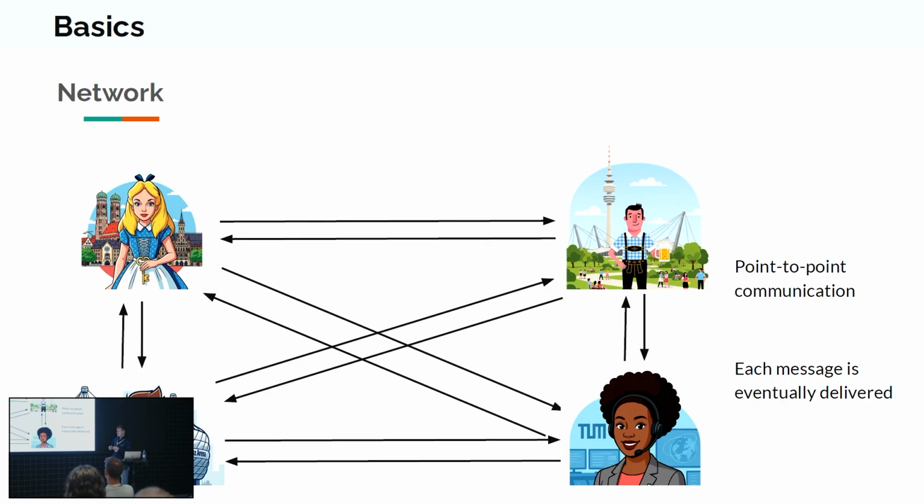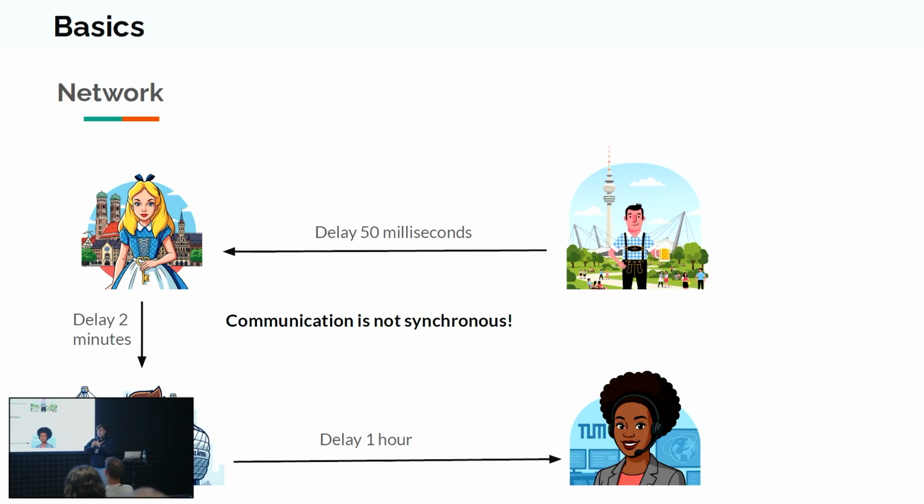We also assume that each message is eventually delivered. That means that if we have a message, we don't know exactly when it will be delivered to your peer. It could be in 50 milliseconds, it could be longer, because in practice communication is not necessarily synchronous. It's probably synchronous most of the time, but not always, because sometimes there are problems, say an electricity outage or whatever else.